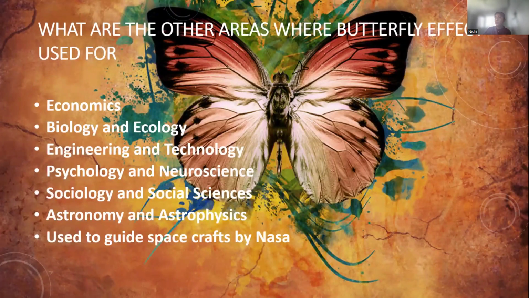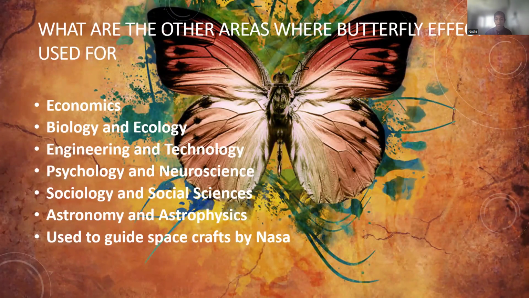Now, what are the other areas the butterfly effect was used for? It was used in economics. Small changes in market conditions can lead to significant impacts on the global economy, affecting stock prices, interest rates, and trade balances. Biology and ecology. The butterfly effect helps explain the dynamics of ecosystems, population growth, and the spread of diseases, where minor variations can cause substantial changes in the environment.